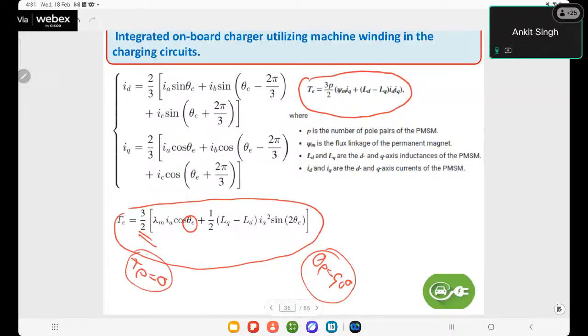The electromagnetic torque, which is sometimes known as the charging torque, will be zero. So the motor rotor position from the reference axis should be maintained in such a way that we ensure it is at 90 degrees, and after that we can lock the motor by any means, so that there is no charging torque.